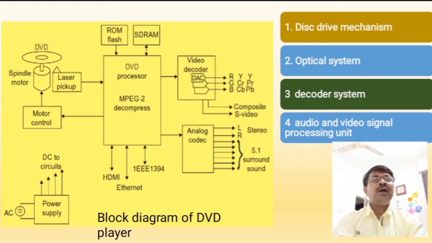Second, optical system, that is called a lens system, and it consists of laser diode, photodiode arrays, and its function is to read the data from DVDs. We know that optical system is the heart of the DVD player. It contains laser diode and photo detectors unit, and it also requires a motor.